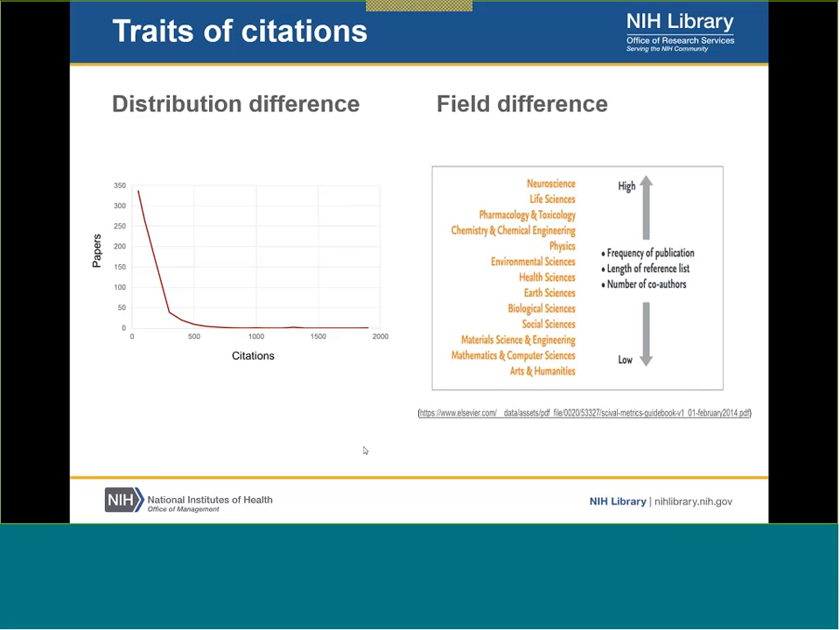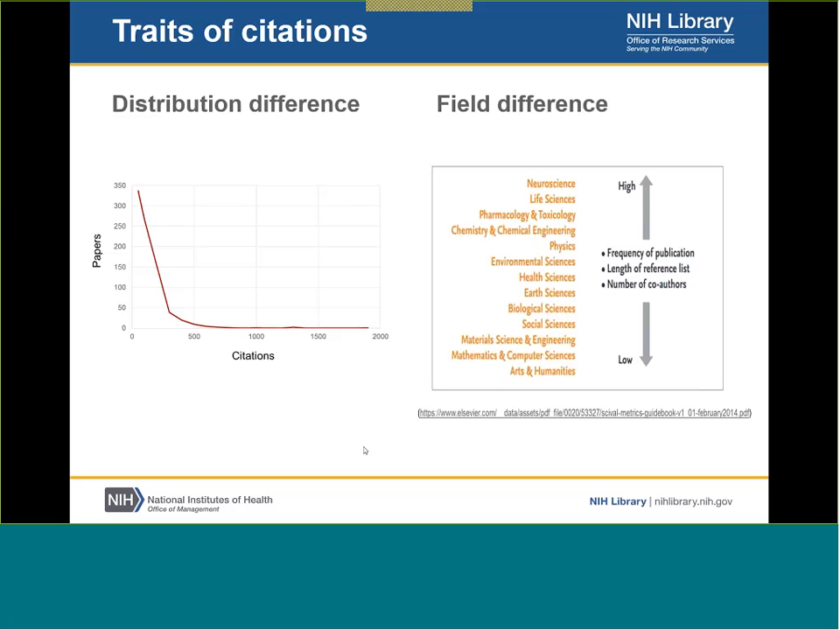The second thing is that citations have field differences. So here you can see that there is a huge difference between neuroscience and humanity, or even in health, or even between health science in the middle. Okay, so you can see that some of the fields have higher frequency in publication, and they have a longer list of references. They have many more co-authors, meaning that they are more likely to get more citations.